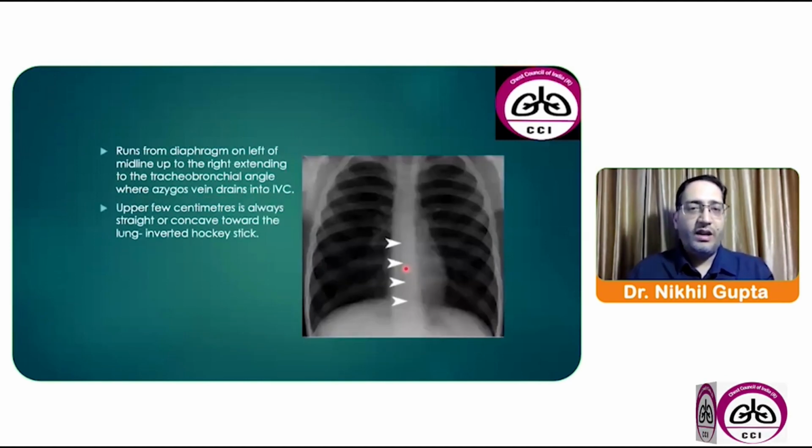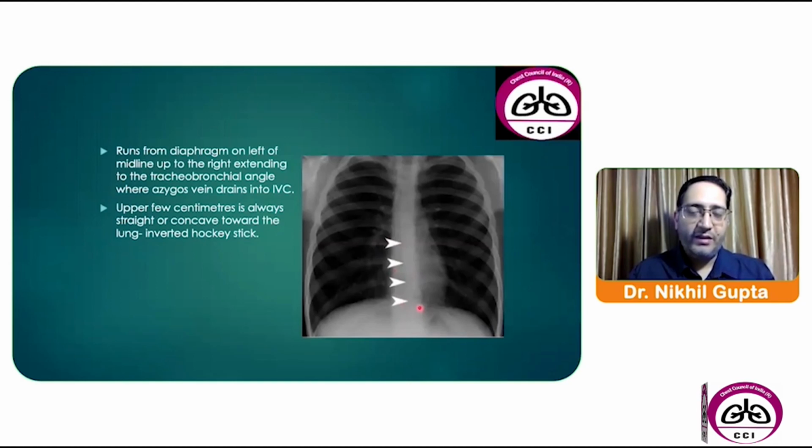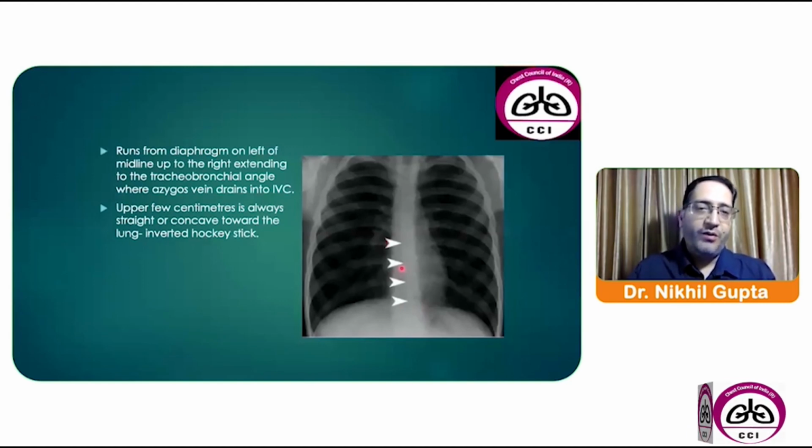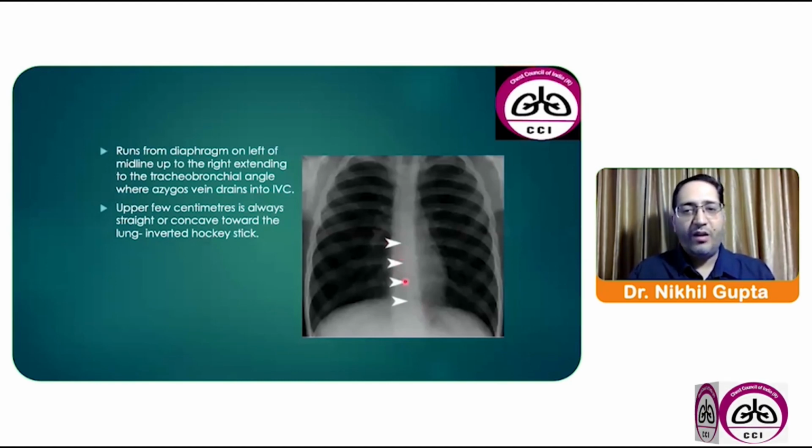So on a chest X-ray, it runs from the diaphragm on the left of midline up to the right, extending to the tracheobronchial angle. See, from left to right superiorly. The upper few centimeters is always straight or concave towards the lung, as seen here, like an inverted hockey stick.